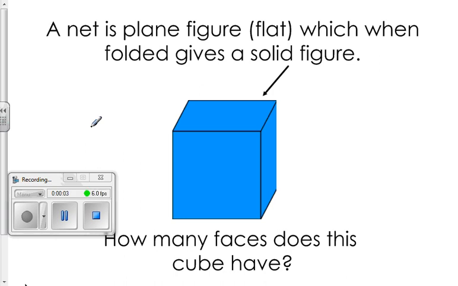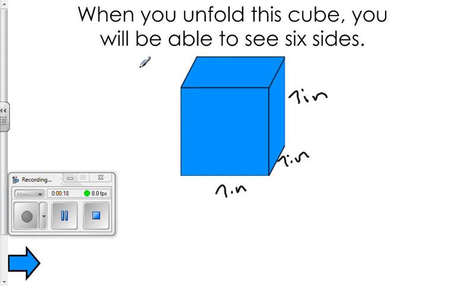Alright guys, today we're looking at a net, which is a plane figure that, when folded, gives us a solid figure. How many faces does this cube have? We've already talked about it. It has 6 faces. 1, 2, 3, 4, 5, 6. So I give dimensions 7, 7, 7 because it's a cube, they're squares, they all have the same sides.